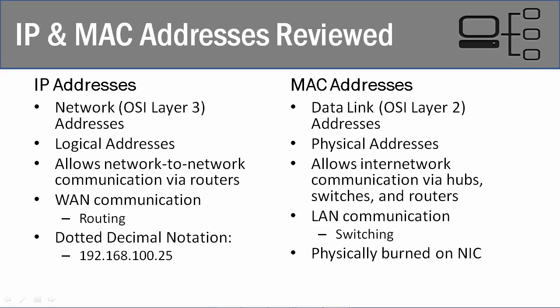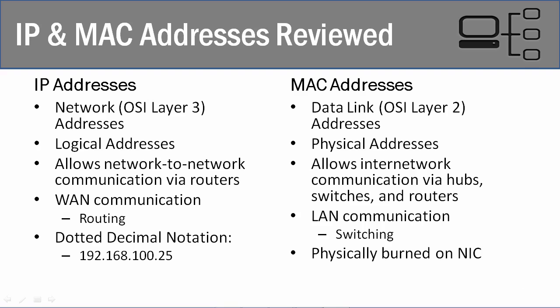And on the flip side, MAC addresses are on the OSI layer 2, our physical addresses at the data link layer. Now, how do they operate? How do they allow us to communicate? Well, with our IP addressing, this is for network-to-network communication with routers. So we're talking about wide area network communication. And remember, routers communicate with IP addresses, and that's what IP addressing is all about.